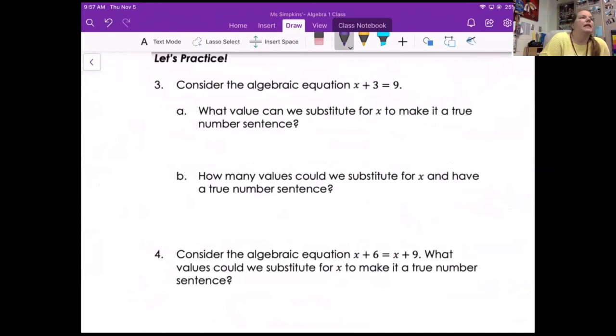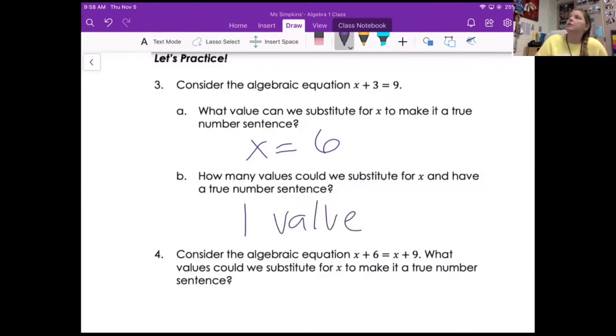What number makes that true? 6. Specifically x equals 6. Can you think of any other number that would make that true? Would any other number, if we add 3 to it, give us 9 besides 6? No. Yeah, so there's only one value that we can use to make that true, and that value is 6. Okay, last one we're going to look at.